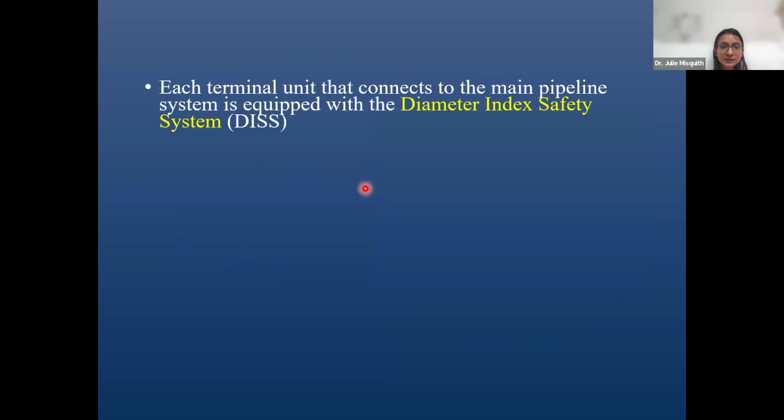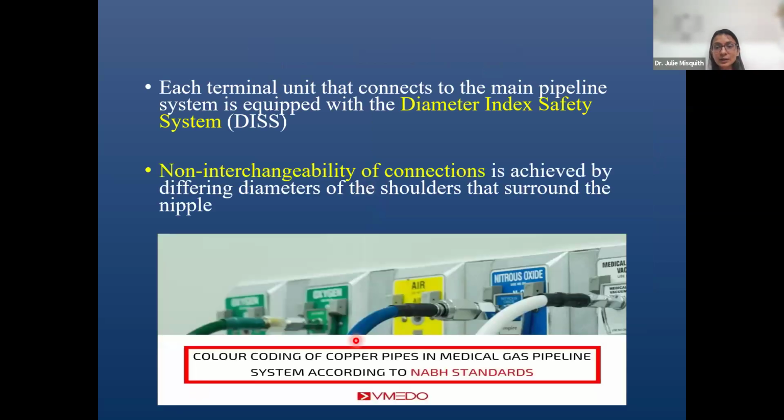Now, each terminal unit that connects to the main pipeline system is equipped with the diameter index safety system, also called DISS. Properly engaged parts allow the thread to connect to each other so that the gas starts to flow. We also have something called quick connectors. They are other safety devices which allow correct attachments by using various combinations of shapes and spacing of the components that couple with each other. Now, each gas inlet also contains a unidirectional check valve that prevents leakage into the pipeline system when cylinders are being used as the main source.